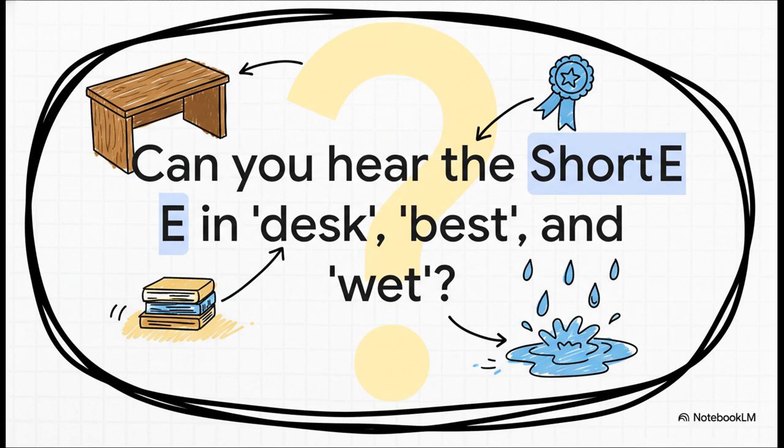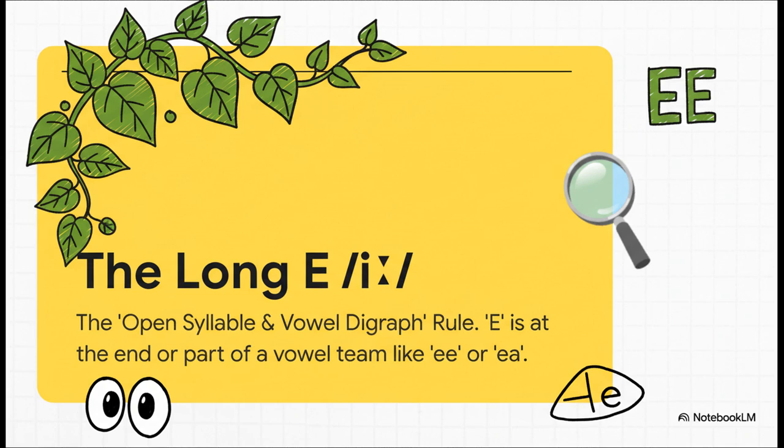Pretty simple, right? Okay, you ready for the second main sound? Let's talk about the long E, or ee. That's that long stretched out E sound you hear in a word like green. And the shortcut for this one? Well, it's pretty much the opposite of what we just learned. You're going to find it in what's called an open syllable. That's where E is at the very end of a syllable, or when it's part of a team, like EE or EA.